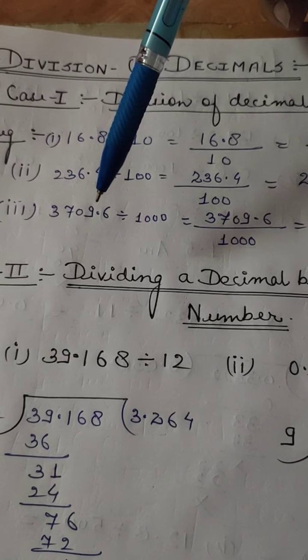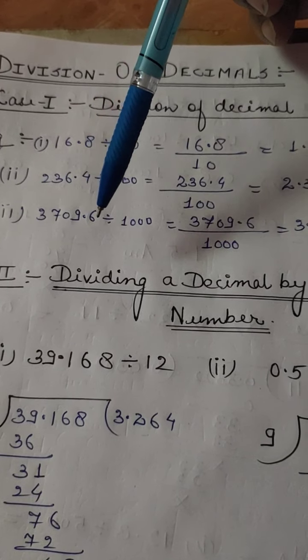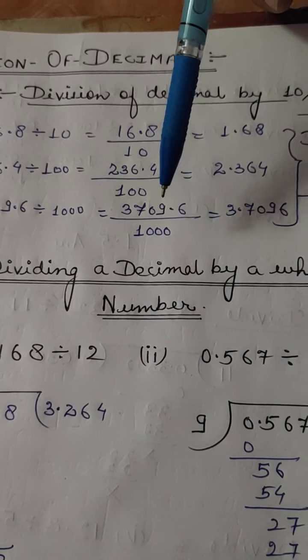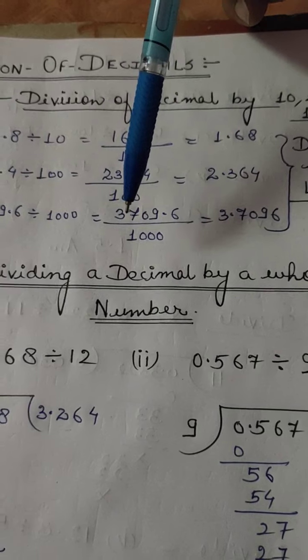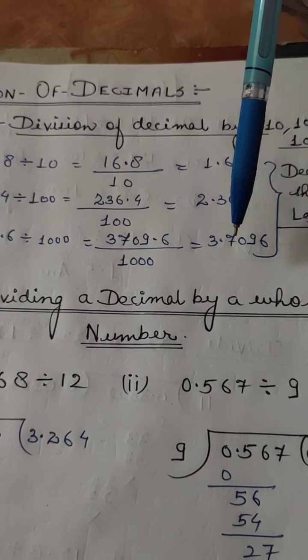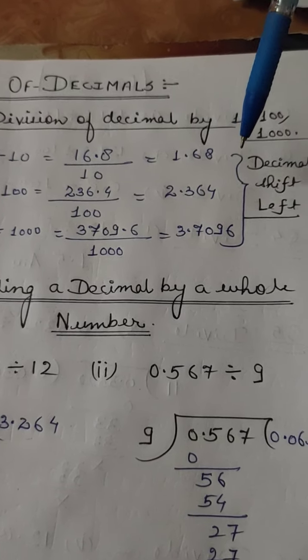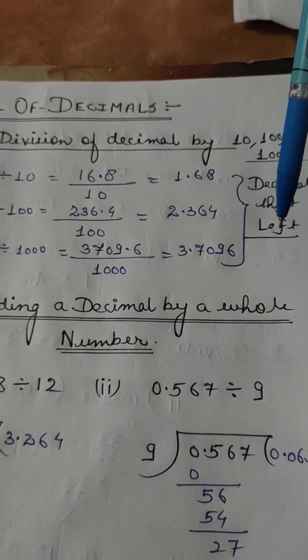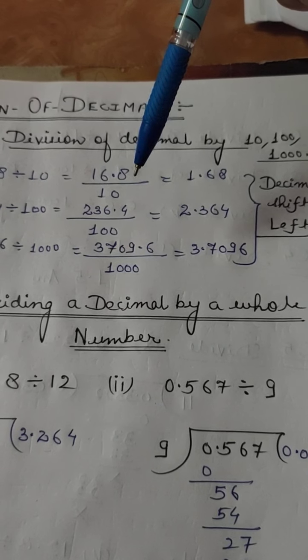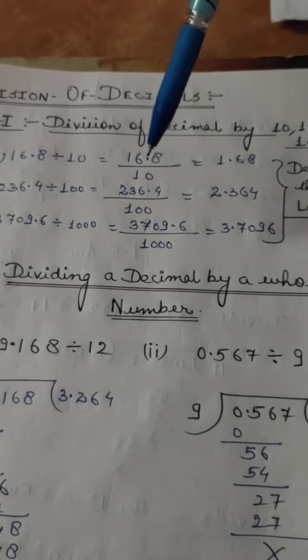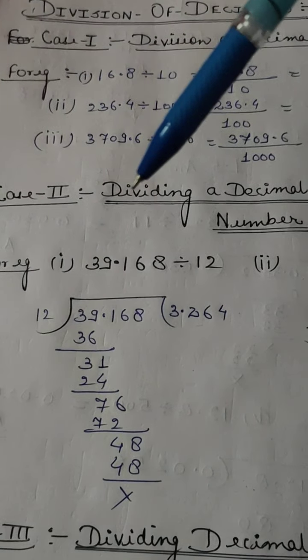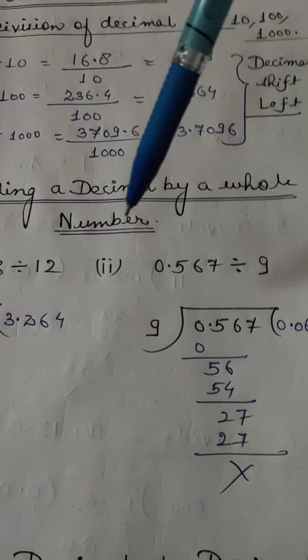Similarly, 3709.6 divided by 1000. It will move the decimal point from here to the left. How many places? 3 places. What do we get? 3.7096 as the result. So the decimal shifts left when we perform the division by 10, 100 and 1000.